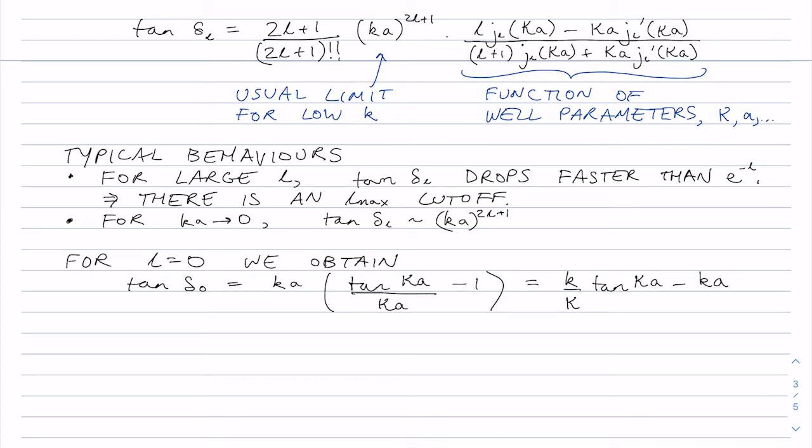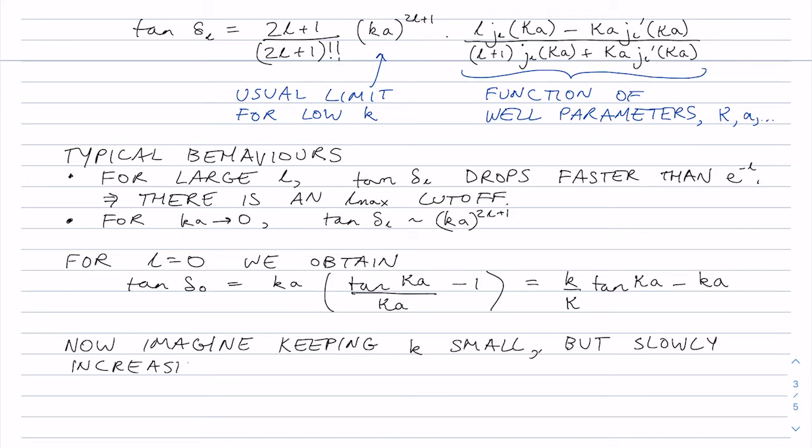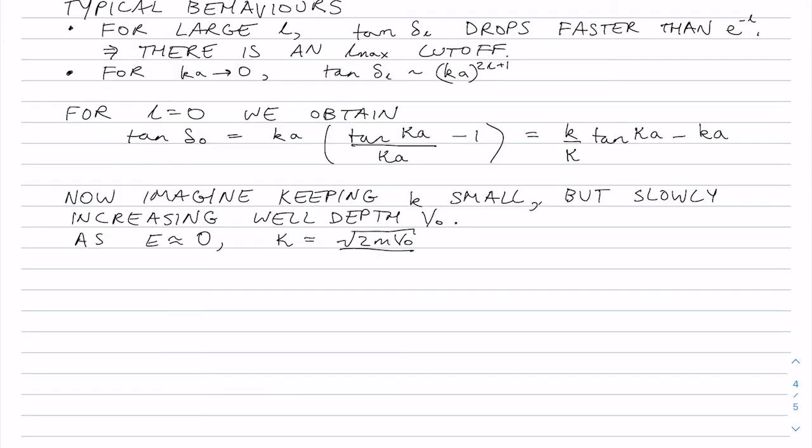And now what we're going to do is keep K small in our experiment. So we're going to do lots of low energy scattering, but we're slowly going to increase the well depth. So imagine that we're doing this experiment. We're keeping our beam at low energy, but we're slowly increasing the well depth while keeping the experiment running. So because the well depth increases, kappa is also increasing as the square root of the well depth. Now we keep increasing the well depth until we get to kappa A equal to pi on 2.